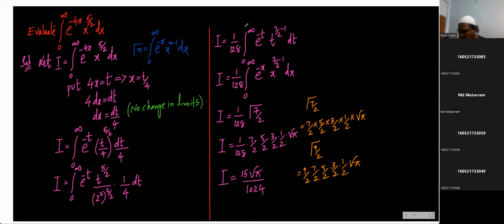I'll take the attendance and end this session. In the next class, the first half of beta and gamma functions will be completed. The next half will be power series solution. In power series solution there are two types of solutions: one is the solution at a singular point, and one is the solution at an ordinary point.